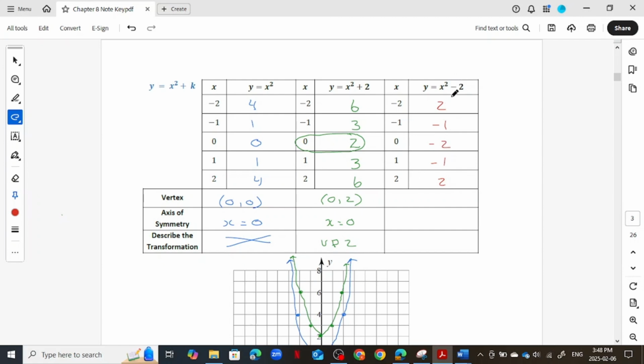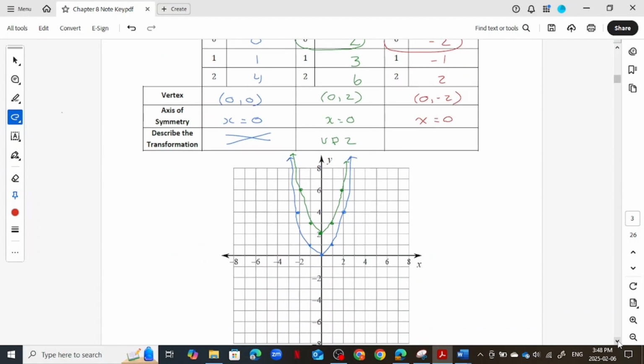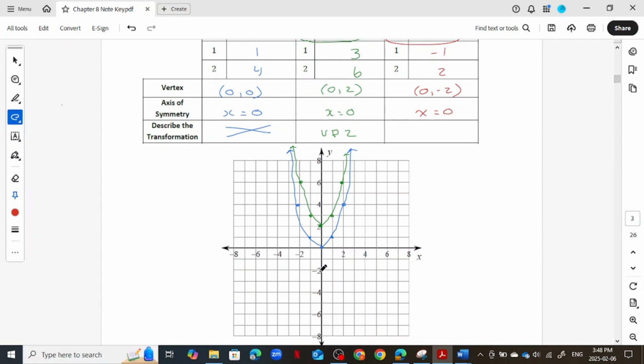When I plug in 2, 2 squared is 4. 4 minus 2 is 2. This one has a vertex at 0, negative 2. That's its turnaround point. It has an axis of symmetry at x equals 0. And let's guess where this graph's going to go. So I'm going to plot my point at 0, negative 2.